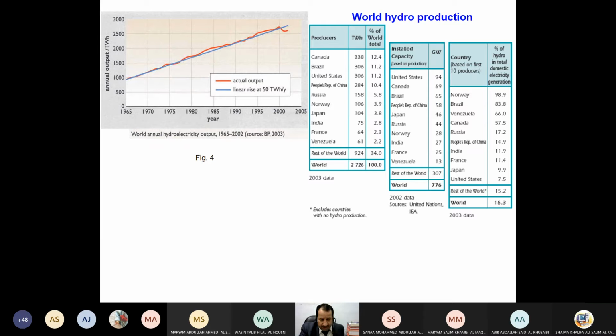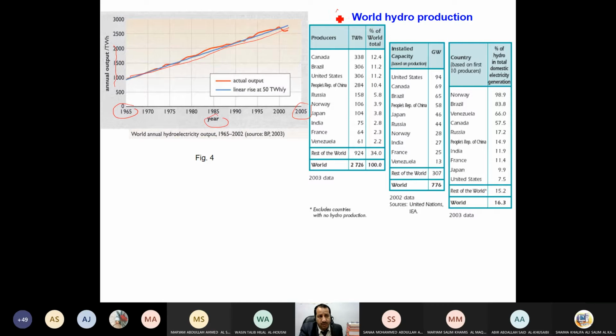Now these are all data, still all data. Okay, world annual hydro output. These are the years, from 1965 into 2005. This is annual output, the capacity. You see we have an almost straight line, sharp growth, which means that this technology has gained interest by countries, by governments, by organizations, by communities.